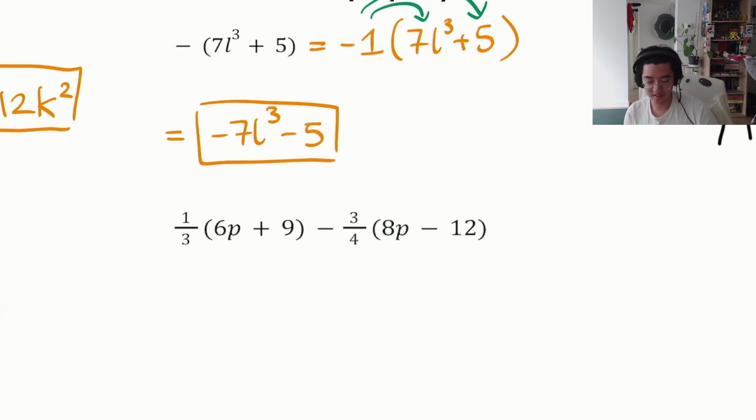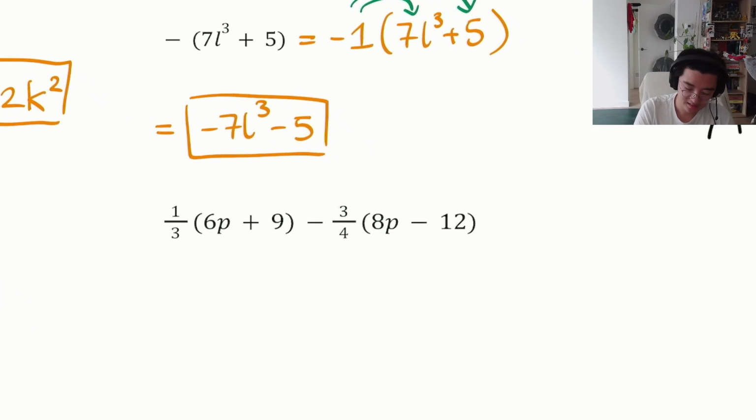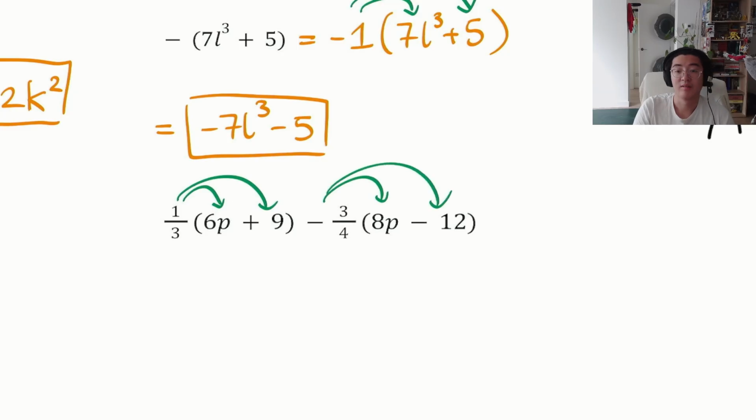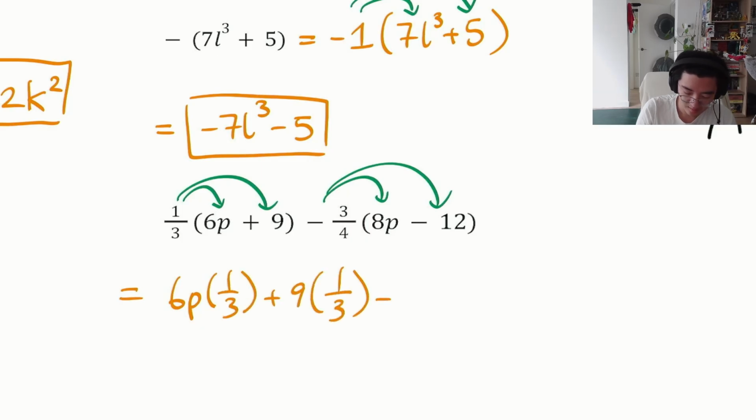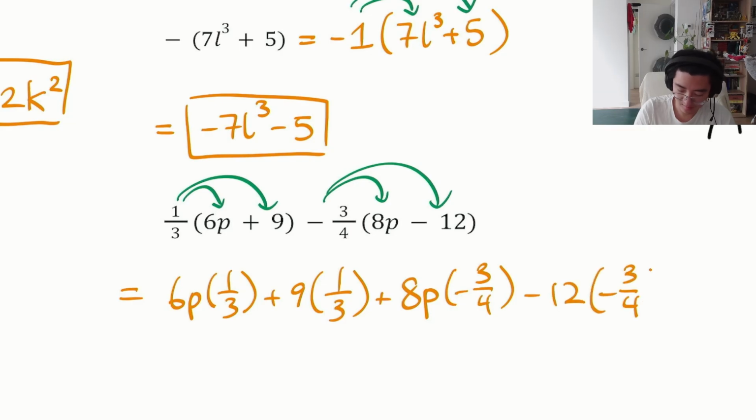Oh boy, we love fractions. So do I. Once again, flying arrows. We multiply everything inside: 6p times 1 over 3 plus 9 times 1 over 3. And then we got, watch this, plus 8p. Because this is 8p here, this is plus times negative 3 over 4, minus 12 times negative 3 over 4.